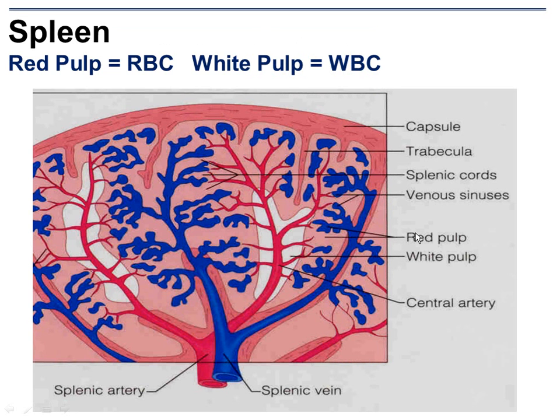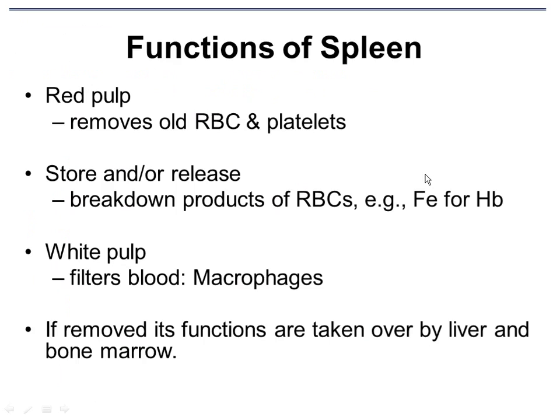If we look at the spleen, we'd find that our spleen has that capsule. It's got trabeculae. It even almost looks like it has lobes. Its tissue is differentiated into red pulp and white pulp. Red pulp is going to be associated with red blood cells and white pulp associated with white blood cells. The deal with the spleen is it is where red blood cells go to die.